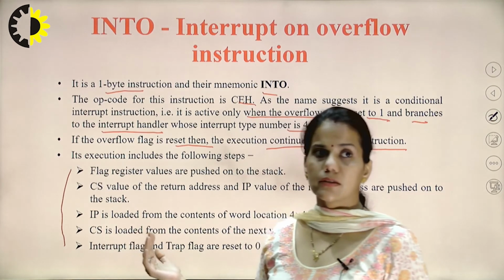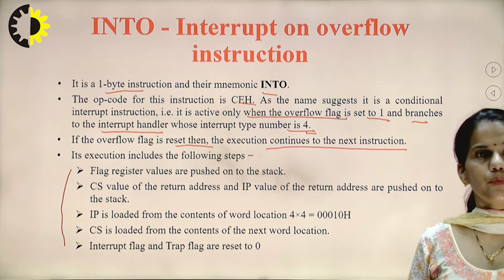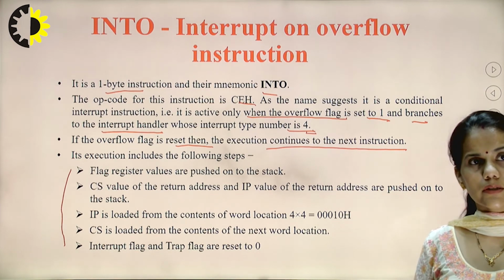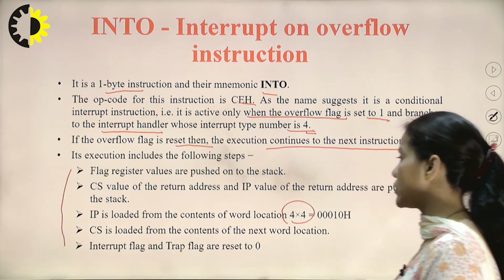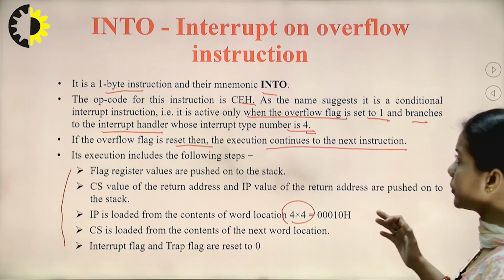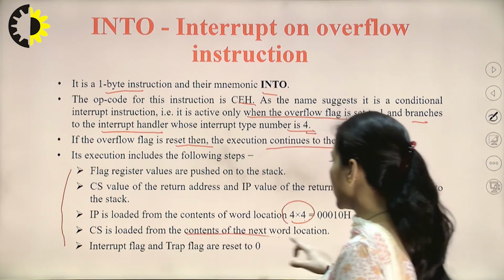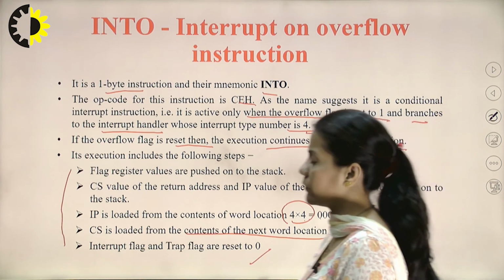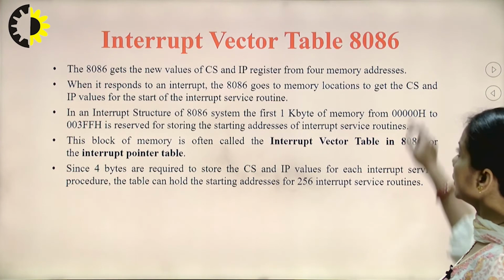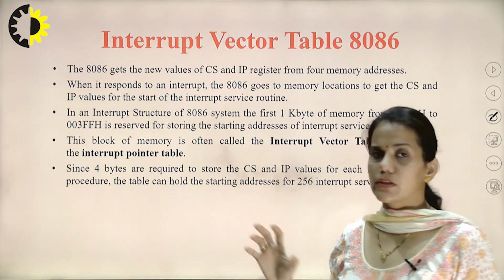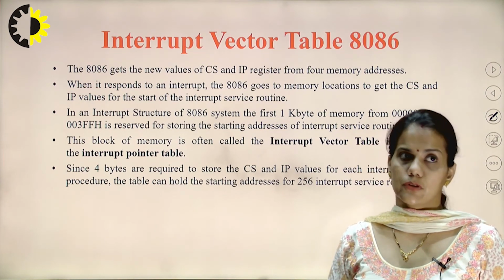Again, the flag register values are pushed onto the stack. Next, the CS and the IP values of the return address are pushed onto the stack. IP is loaded with the new interrupt service routine vector location, that is, it is interrupt 4, so that is 4 x 4. Now CS is loaded from the contents of the next word location, and interrupt flag and trap flag are reset to 0. Finally, the interrupt vector table, it's very important. It represents all the vector addresses of the interrupts available with the processor.